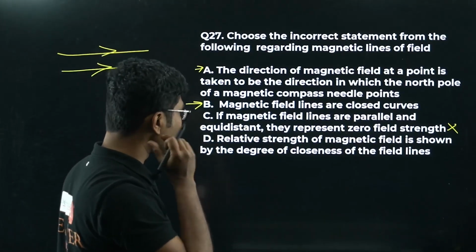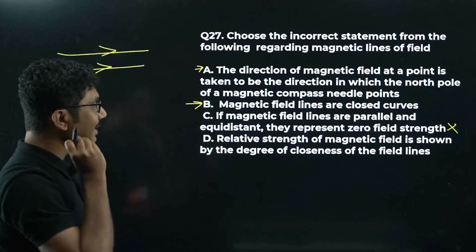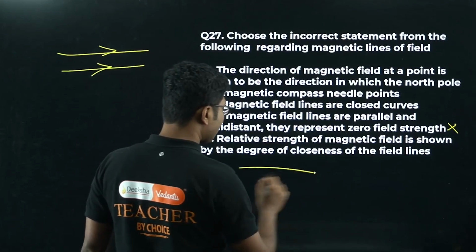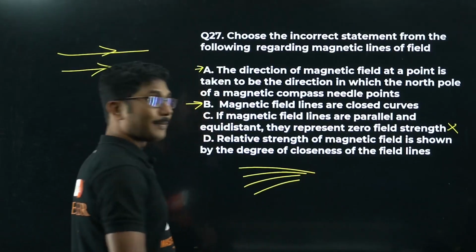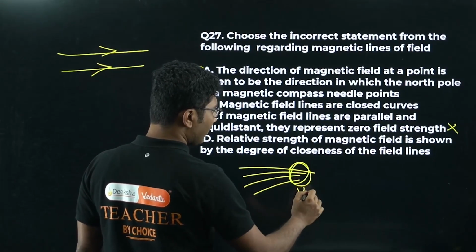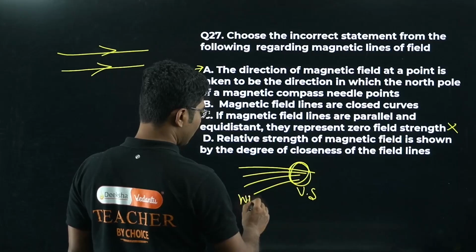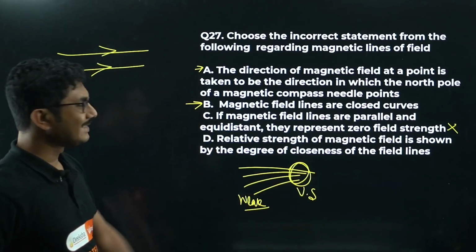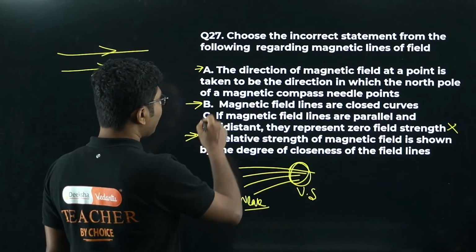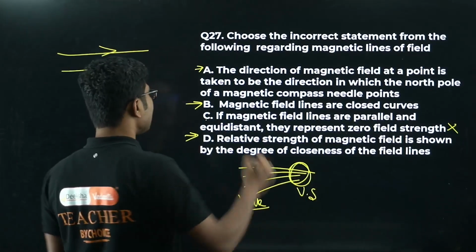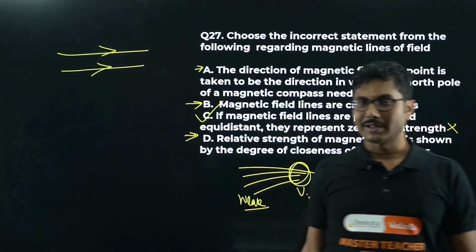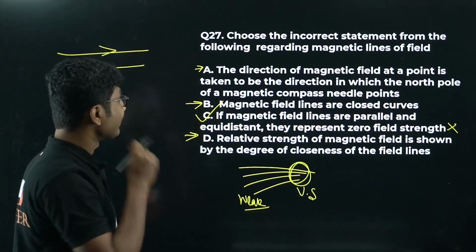Option D: relative strength of magnetic field is shown by the degree of closeness of field lines. This is also correct. The closer the field lines, the stronger the magnetic field. So if you see this kind of diagram, that means the magnetic field is very strong here, but here it is weak. Less dense means weak, more dense means very strong. So obviously this is also a correct statement, but in between, statement C is incorrect. So either you can do odd man out, or you know that this is the incorrect statement, and you can mark it as the correct answer for this question.